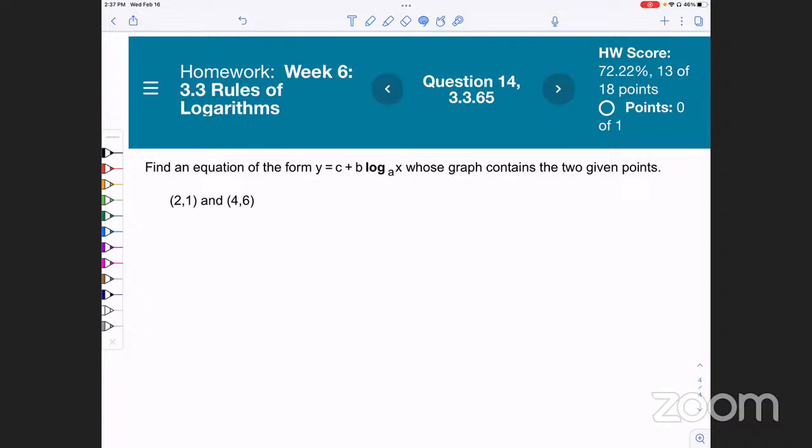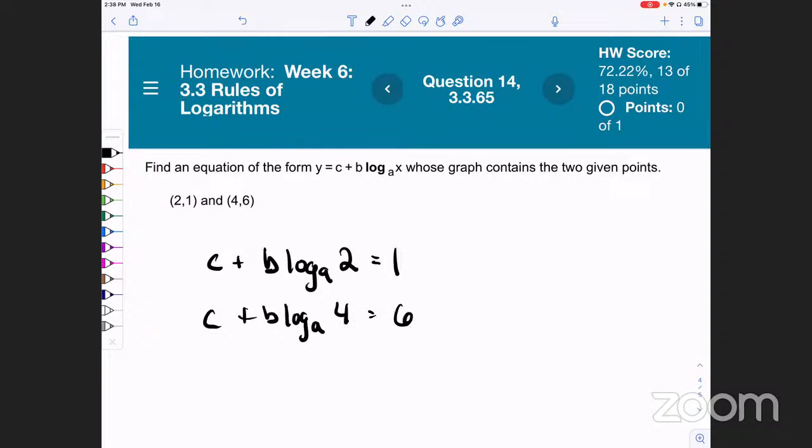We worked an example like this with my students earlier. If this one pops up again, I'll do it the way the book did it, but I'm going to do it with you the way I did it with my students. The first thing we did was plug each x and the corresponding y into the model. I'm going to reverse the order and put the y on the right hand side. We don't know C yet. When x is 2, our y value is 1, so we have C plus B log base A of 2. When x is 4, the corresponding y is 6.